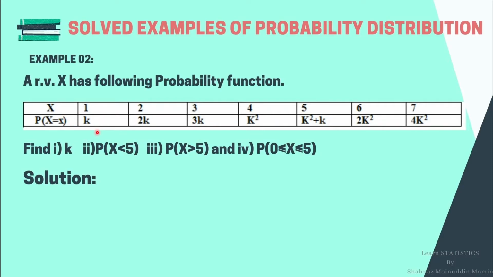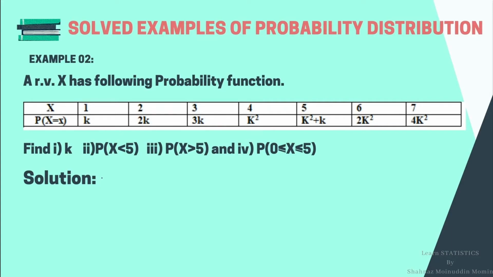Random variable x equal to 1 has probability k, and x equal to 2 has probability 2k. Like that, a random variable x taking value 7 has the probability 4k square. Then find the value of k, probability x less than 5, probability x greater than 5, and last probability x lies between 0 and 5. We will find out all the terms one by one. So we shall start with the first, finding the value of k.